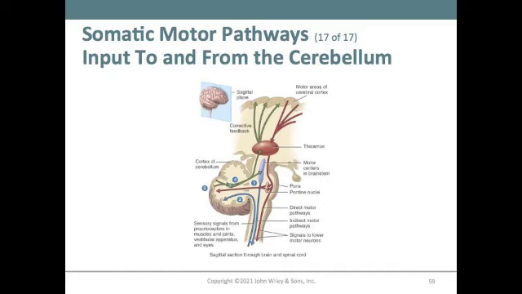If there's a discrepancy between the intended and the actual movement, the cerebellum sends feedback to your upper motor neurons. This information travels via the thalamus to the upper motor neurons in the cerebral cortex, but goes directly to the upper motor neurons in the brainstem motor centers. You can see that in the green arrows.